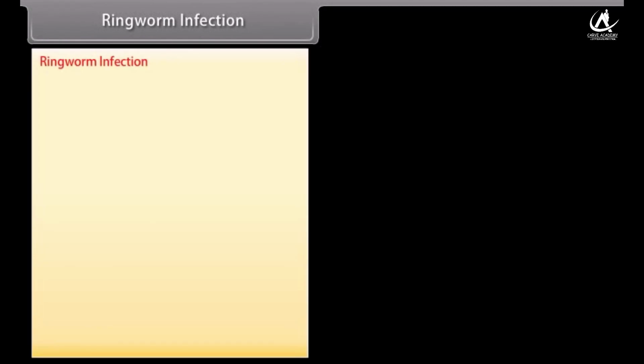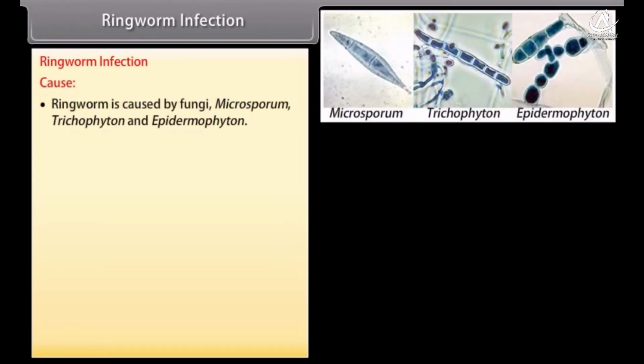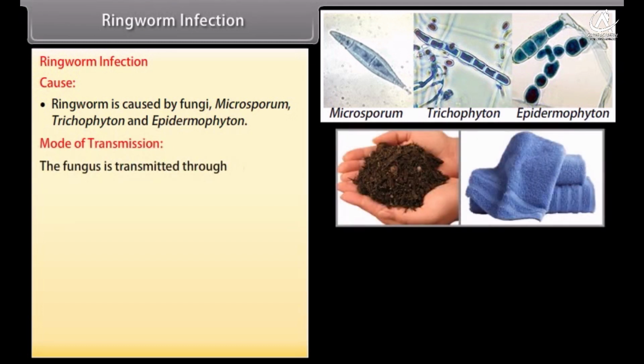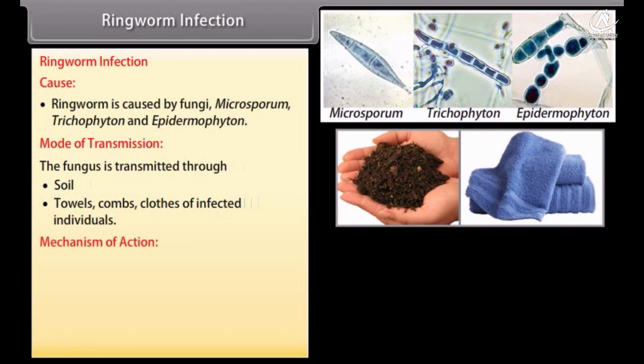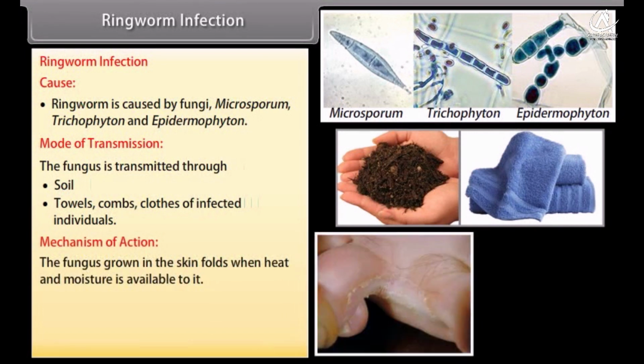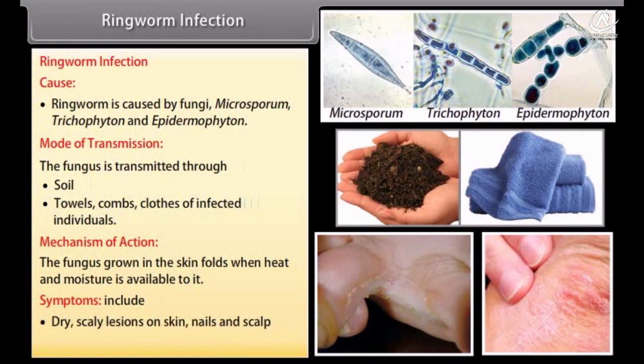Ringworm infection. Cause. Ringworm infection is caused by fungi Microsporum, Trichophyton and Epidermophyton. Mode of transmission. The fungus is transmitted through soil, towels, combs, clothes of infected individuals. Mechanism of action. The fungus grows in the skin folds when heat and moisture is available to it. Symptoms include dry, scaly lesions on skin, nails, and scalp. Intense itching around the lesions.